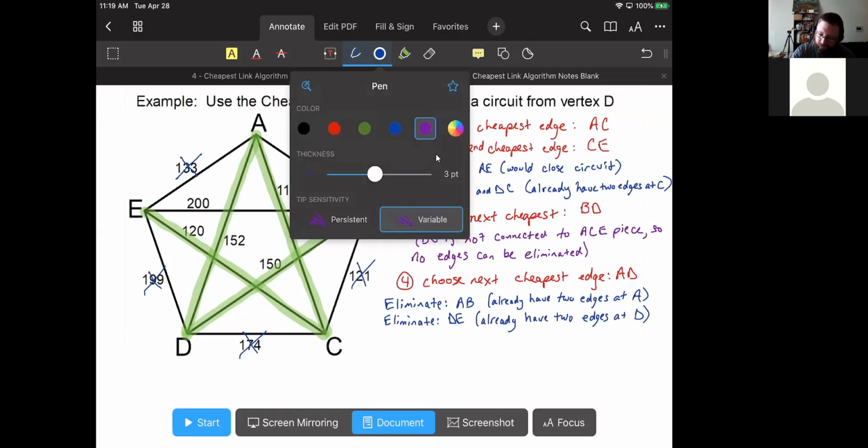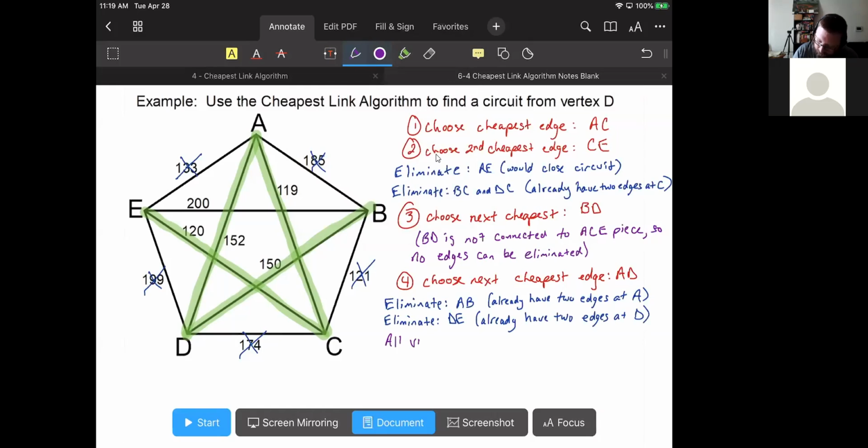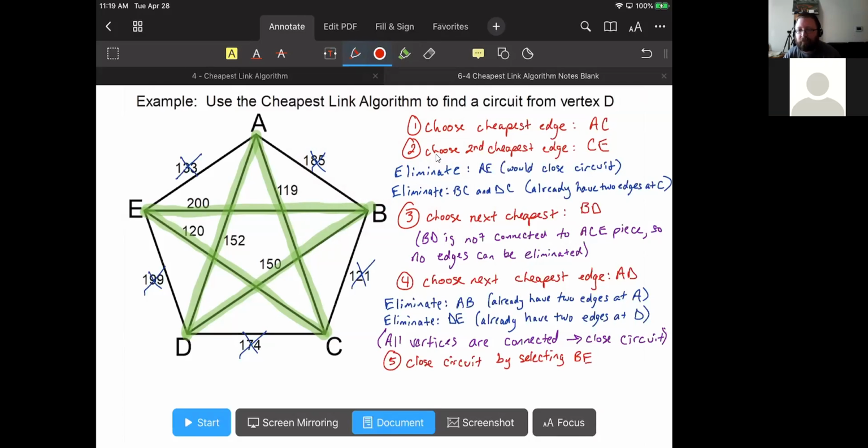Now, if you notice, all vertices are now connected. Which means now we're going to go and close the circuit. Okay? So we go in here and we choose the edge that would close the circuit. Well, that would be BE. So when we select BE, that closes our circuit.